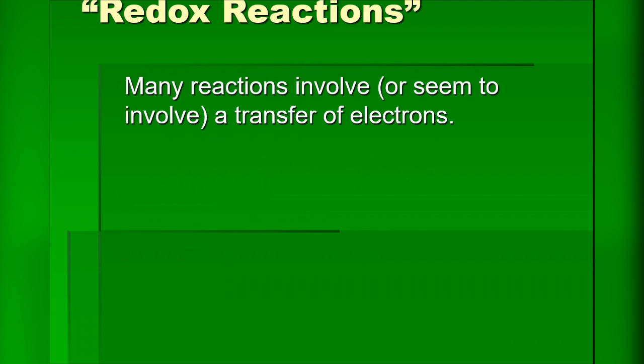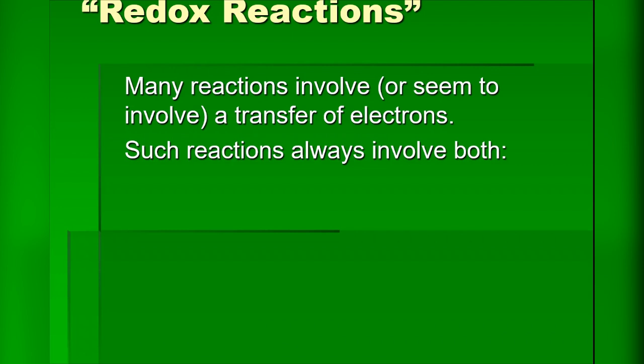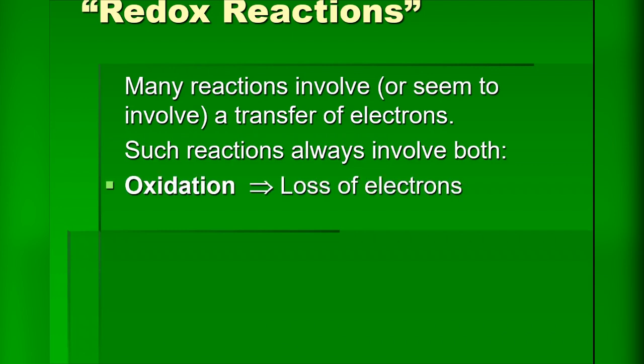Many reactions involve or seem to involve a transfer of electrons. When a transfer of electrons takes place, one compound is losing and one is gaining. So when one is losing, oxidation is happening. When one is gaining, reduction is happening. And in reactions, if there is oxidation, there must be reduction. These are redox reactions.